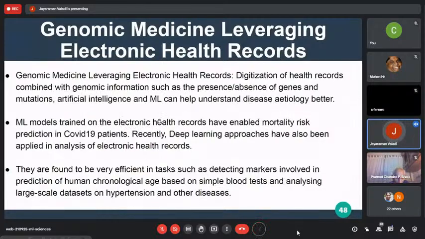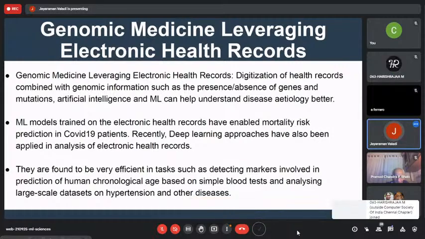ML models trained on the electronic health records recently have enabled mortality risk prediction in COVID-19 patients. A large amount of data is there, so we need to have big data handling methodologies with good enough computing power. And essentially, you can only use deep learning methodologies for these approaches.